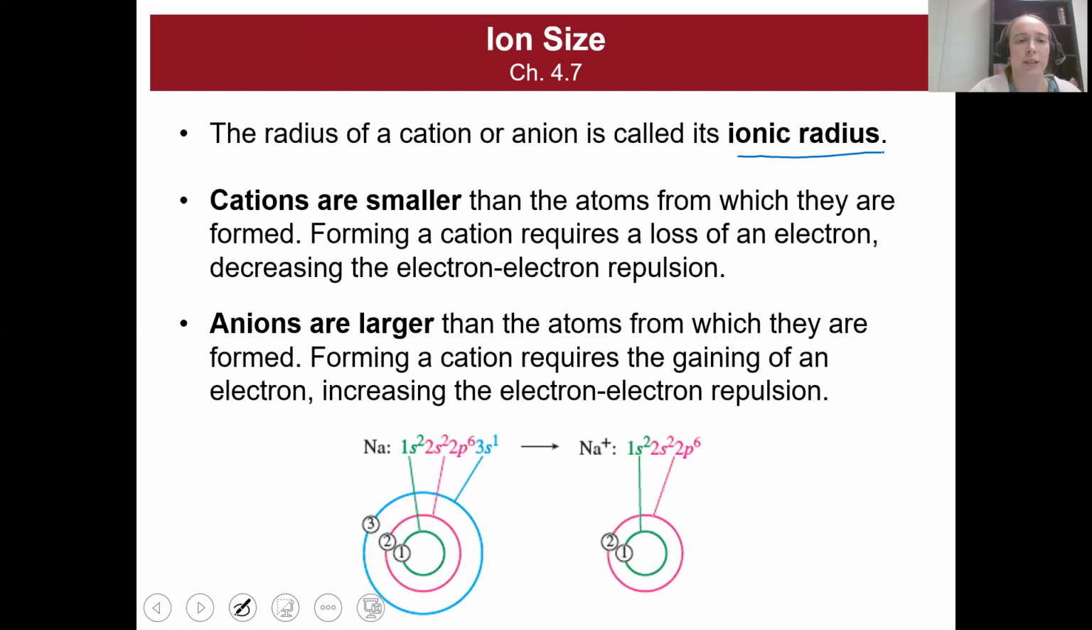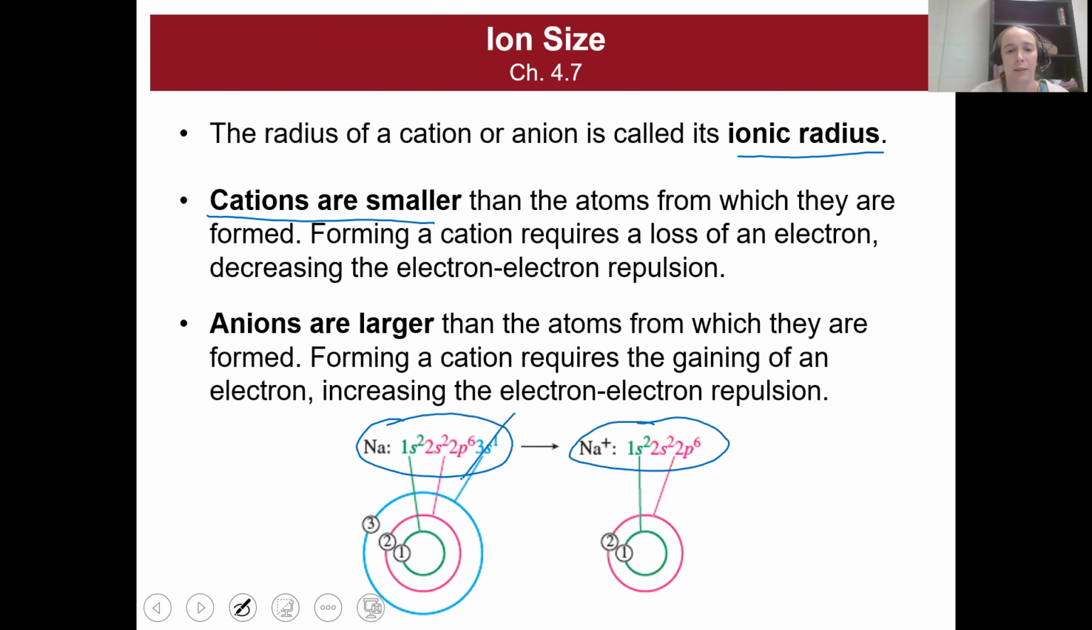For example, cations are smaller than the atoms from which they're formed. Forming a cation requires the loss of an electron, so we're decreasing electron-electron repulsion. We're getting rid of one of our valence electrons. That means there's less electron-electron repulsion and less screening, so the electrons can be drawn closer to the nucleus, which makes the cation smaller. Some particular examples would be with sodium. When sodium becomes the +1 ion, it loses its 3s electron.